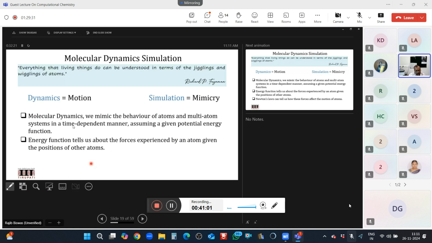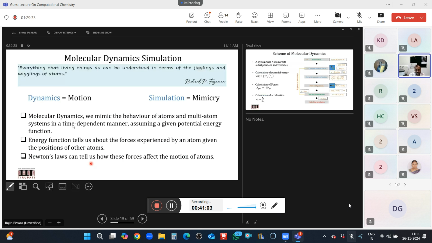But the way we take into account the potential and kinetic energy, they are different. Now, how do you get the time dependence? Here we have to solve Newton's equation of motion. There are many equations of motion, but one routinely uses Newton's equation of motion. That's why I put it here.